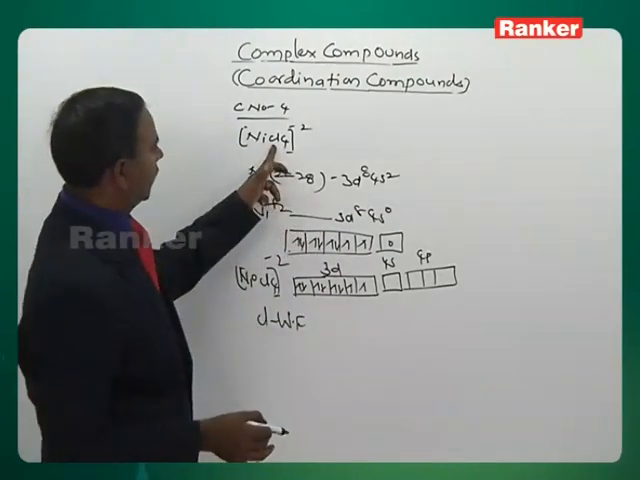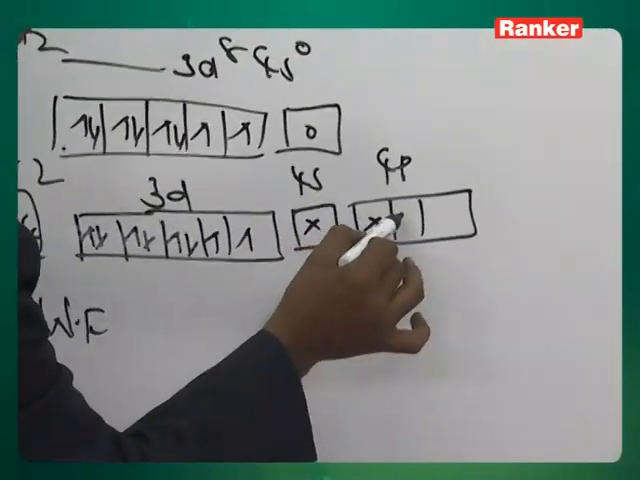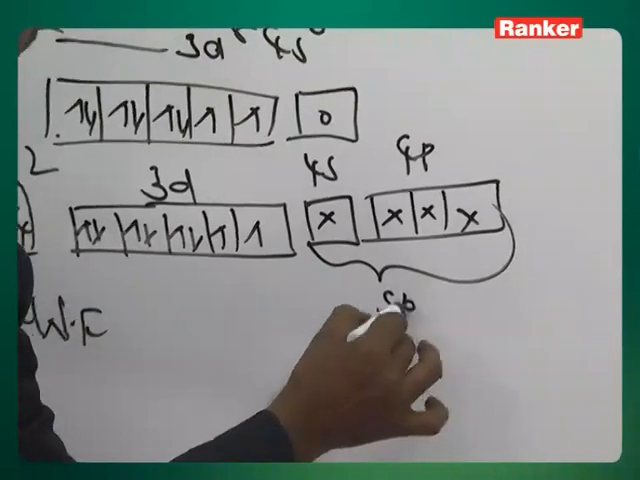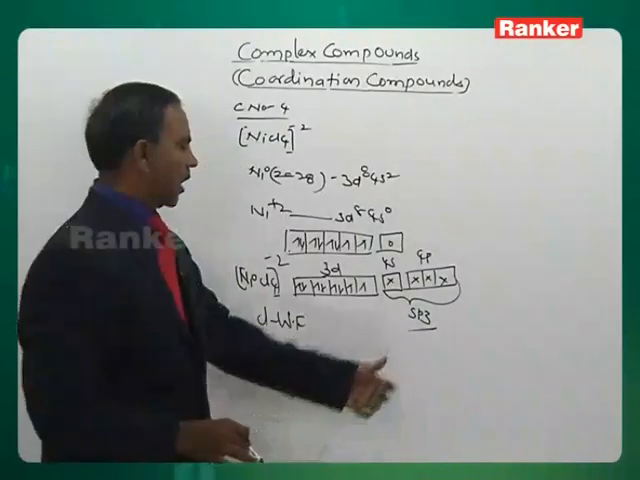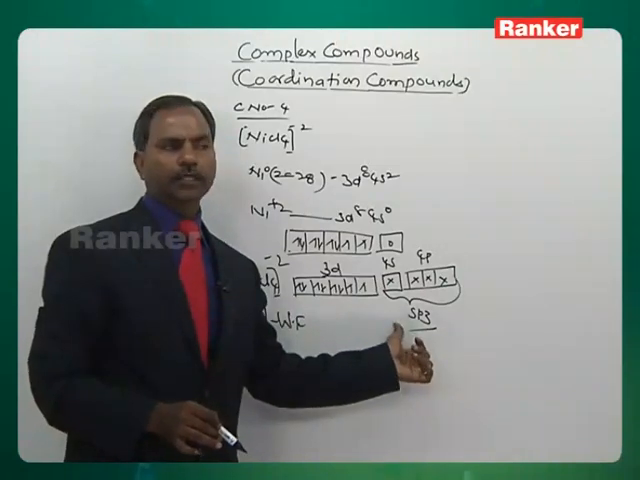But the coordination number is 4. Therefore, you take 4 orbitals: 1, 2, 3, 4. This particular hybridization is what now? sp3. The hybridization is sp3 for nickel tetrachloride. The hybridization is what? sp3.